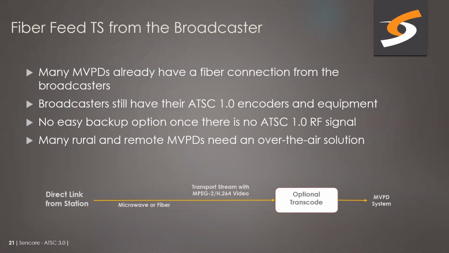So that's likely to be the primary way that many of these MVPDs get the signals. Broadcasters still likely have their ATSC 1.0 encoders, or their 3.0 encoders are capable of making a transport stream, and sending that over fiber to the MVPD.